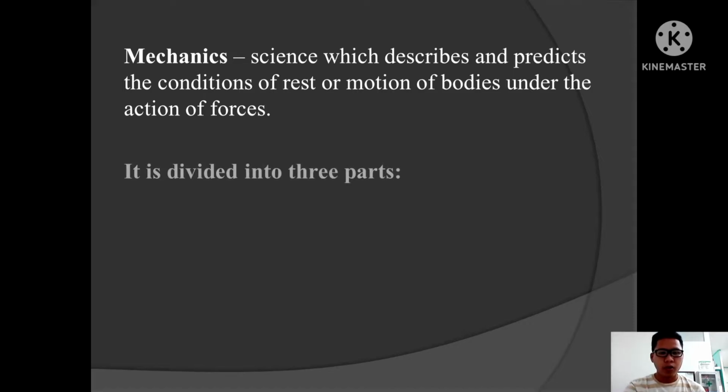Mechanics is divided into three parts. First, we have the mechanics of rigid bodies. Mechanics of rigid bodies is the idealization of a body that does not deform or change shape, meaning it does not change its shape or distort. So that's the mechanics of rigid bodies.